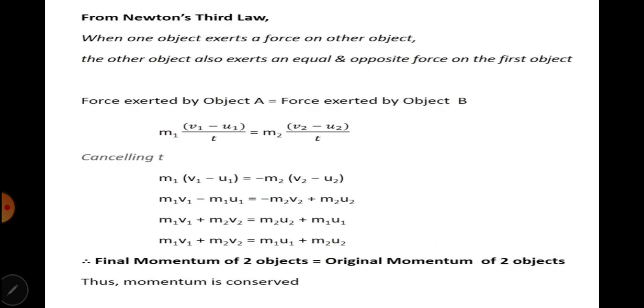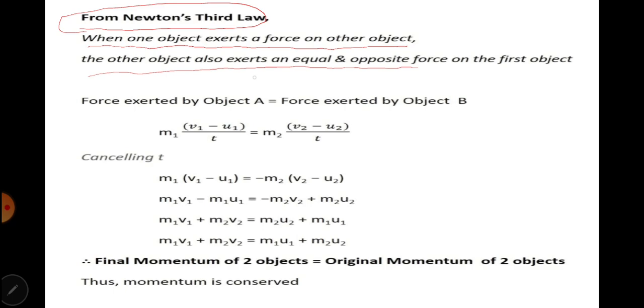Now we derive the same statement from Newton's third law. When one object exerts a force on another object, the other object also exerts an equal but opposite force. This means action and reaction are always equal and opposite in direction. As a reaction, there is a negative sign. So according to the definition of force which we derived, the rate of change of momentum is called force, which we already derived.